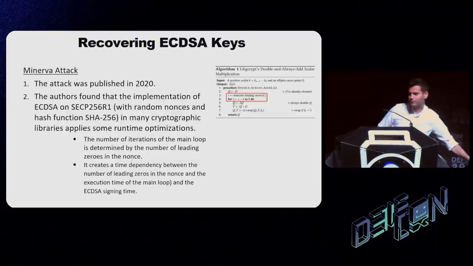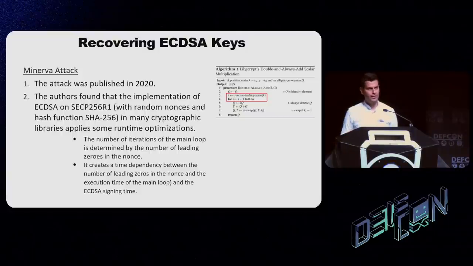Okay, so before we discuss the ECDSA key recovery, or in order to discuss the ECDSA key recovery, we need to briefly discuss the Minerva attack. The Minerva attack was published 3 years ago, and one of the most interesting revelations that the researchers made was that various cryptographic libraries apply some runtime optimizations in the code, okay? I refer to the code of the elliptic curve 256R1, the implementation of the ECDSA. And they found that the number of iterations of the main loop is actually determined by the number of leading zeros in the nonce, okay? And as a result, it created a time dependency between the number of leading zeros in the nonce and the execution time of the main loop, and essentially the ECDSA signing time.